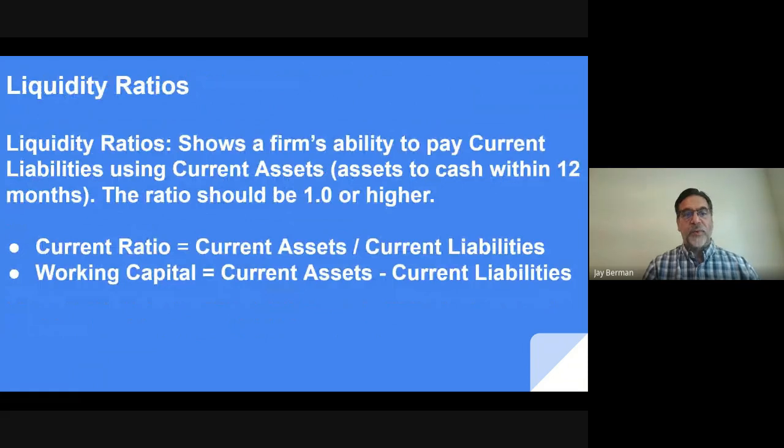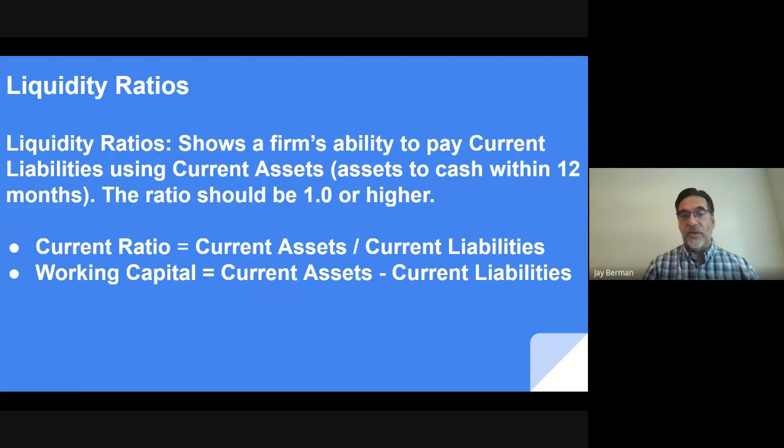So the first one is liquidity ratios. Liquidity ratios show a firm's ability to pay current liabilities using current assets. And if you remember from previous episodes in this series on accounting, assets converted to cash within 12 months are considered current assets. It's highly recommended that the ratio be 1.0 or higher.